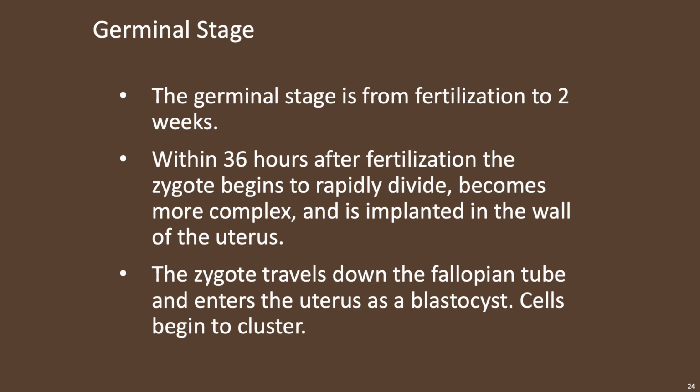Cells begin to cluster. It takes about 3 to 4 days to make the journey through the fallopian tubes and implant in the uterus. The cells divide into the ectoderm, which will become the outer layer of skin, nails, hair, teeth, sensory organs, and the nervous system. The endoderm, or the inner layers, become the digestive system, liver, pancreas, salivary glands, and respiratory system. The mesoderm is the middle layer, and will become the inner layer of skin, muscles, skeleton, and excretory and circulatory systems.